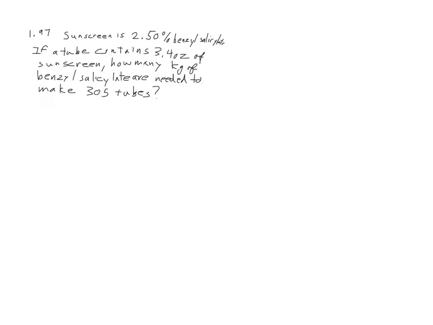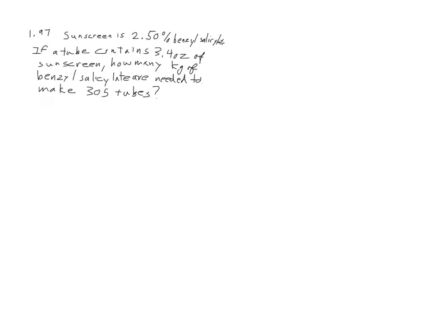All right, 1.97 from your homework. Sunscreen is 2.5% benzyl silicate. If a tube contains 3.4 ounces of sunscreen, how many kilograms of benzyl silicate are needed to make 305 tubes?